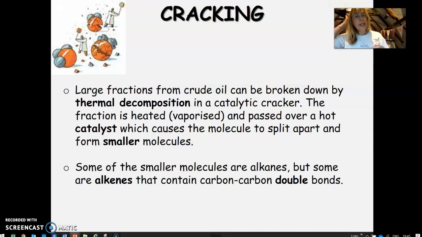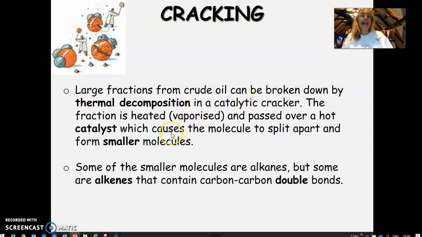So I'm going to put in some heat. So this process of cracking is when I take the large fractions and I break it in a structure called a catalytic cracker. So that tells me that I need a catalyst, and it cracks it, it breaks it up by thermal decomposition. So thermal decomposition is when you have one reactant and you use heat to break it into two smaller products. So one reactant and two products is a clue that I'm using decomposition, and if I'm using heat, it's known as thermal decomposition.